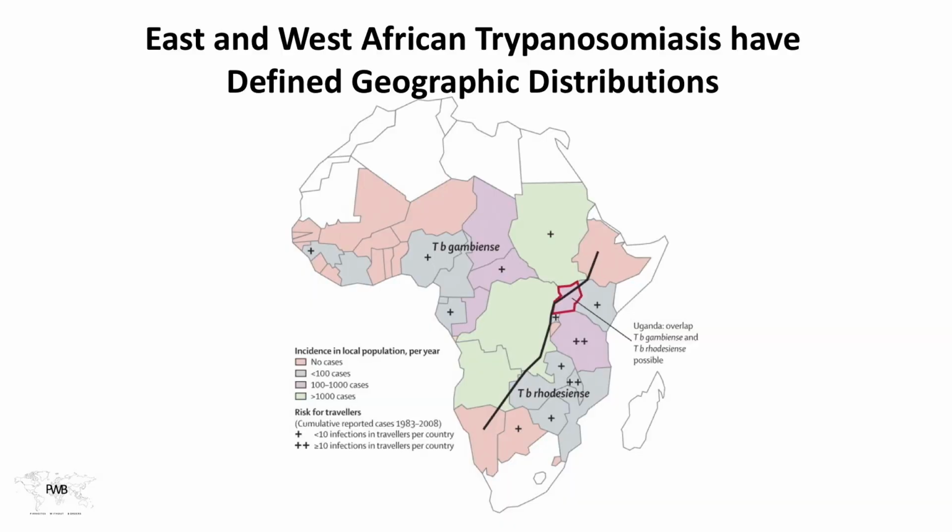To begin with, there are really two forms of the disease which are transmitted by multiple forms of the vector. So Trypanosoma gambiense is found in West Africa, and we can see from this map its geographic distribution. The pluses represent where the tsetse fly vectors are found that transmit this infection, not just from person to person, but also from person to animals as well.